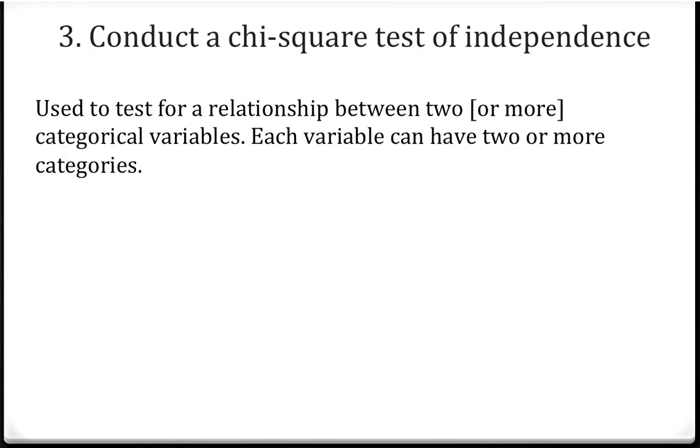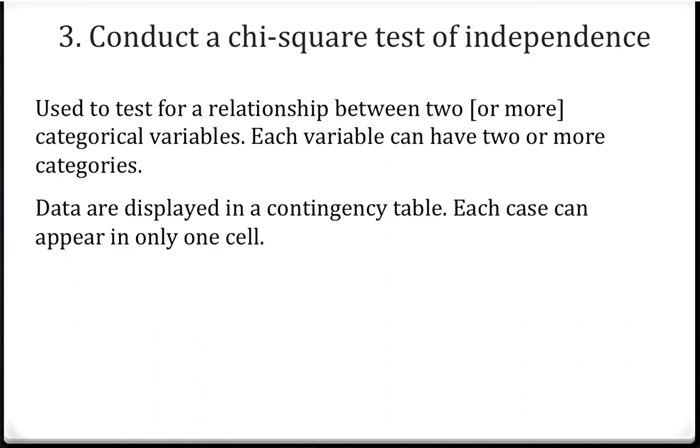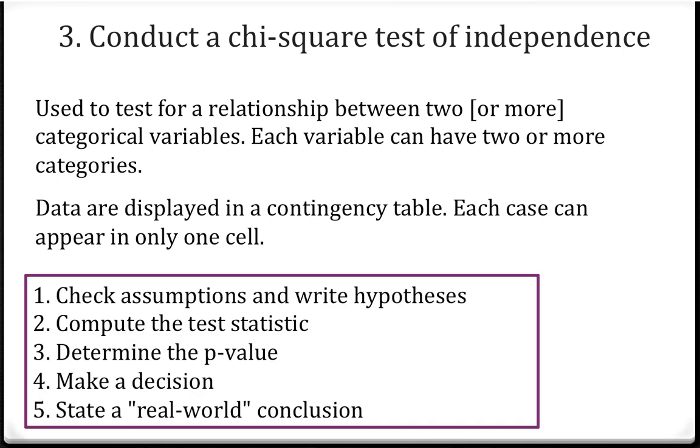These are used to test for a relationship between 2 or more categorical variables. In this course, we're only going to be looking at cases with 2 categorical variables. Each variable can have 2 or more categories. Data are displayed in a contingency table. Each case can appear in only one cell. Again, we'll be using the 5-step hypothesis testing procedure.